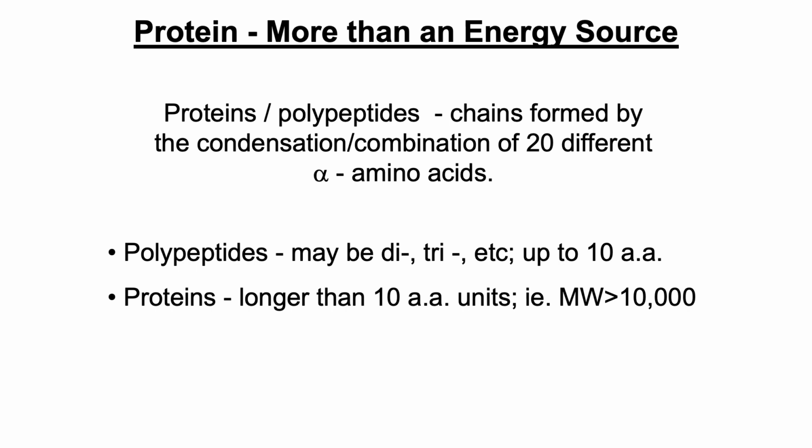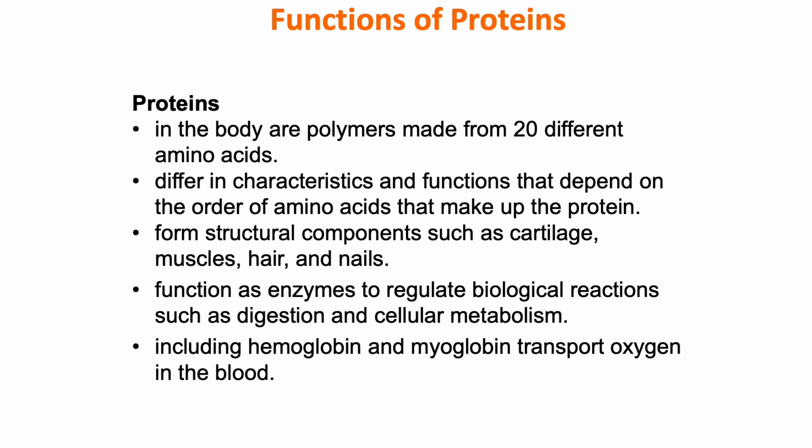To answer this question, let's learn about the properties of amino acids. 20 different naturally occurring amino acids make up polypeptides and proteins. Polypeptides may be di, tri, and so on up to 10 amino acids, while proteins are longer than 10 amino acids and usually weigh above 10 kilodaltons. The structure and function of proteins depends on the order of amino acids that make them up.